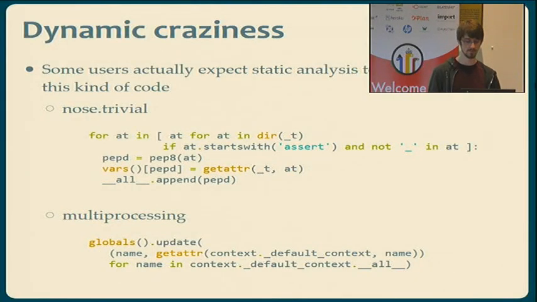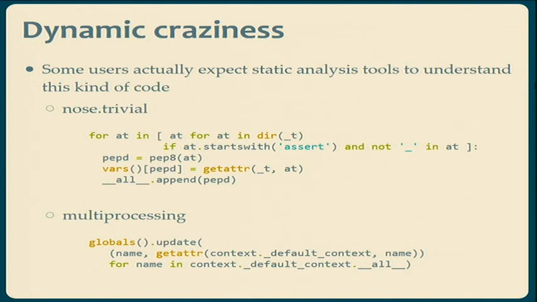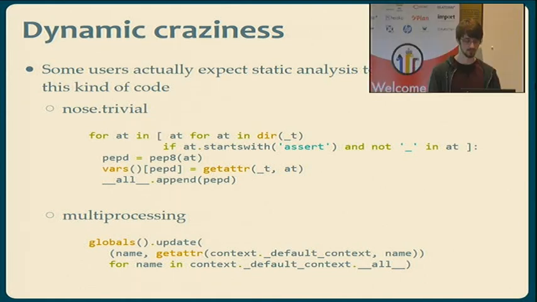And these are some examples of actual code that is expected by some Pylint users to be understood. Yeah, we have basically list comprehensions, putting stuff in vars, which will be globals, because that's at the module scope, patching under all at runtime. And secondly, in multiprocessing, we have that globals update. And that's really hard for any static analysis tool to comprehend properly.